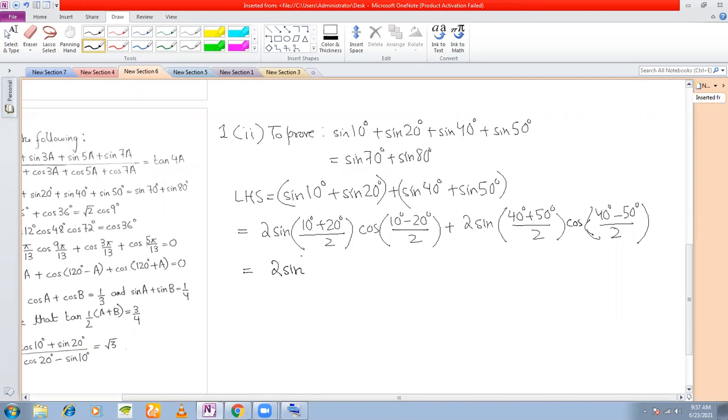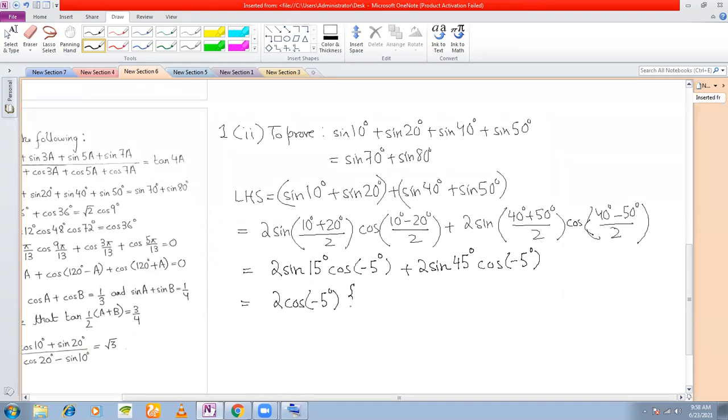You have 30 plus 10 plus 20 is 30, which is 15 degree. And here you have cos 10 minus 20 is minus 10. Minus 10 by 2 is minus 5 degree. Plus 2 sine 40 plus 50 is 90, it's 45. And this is cos minus 5, right? So from these two, you can take out 2 cos minus 5 degree.